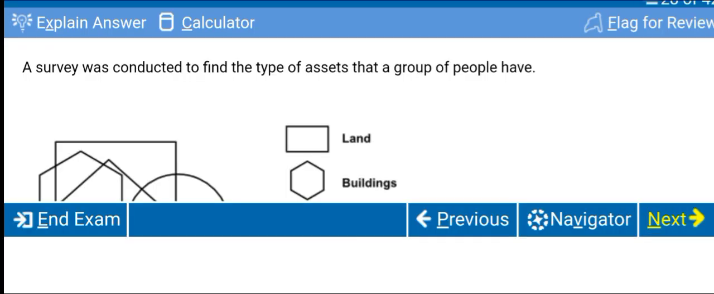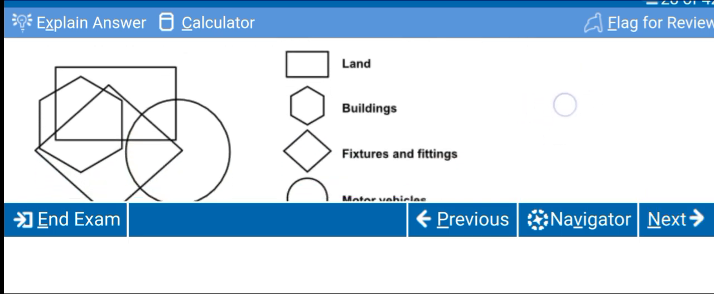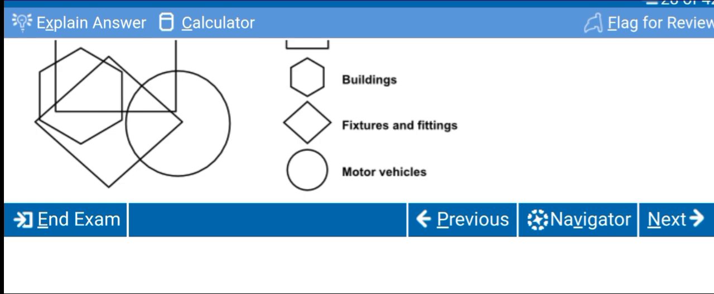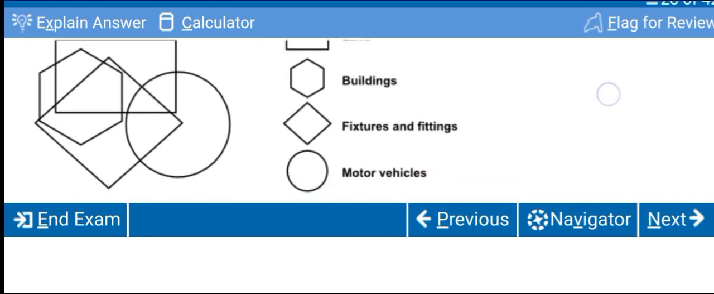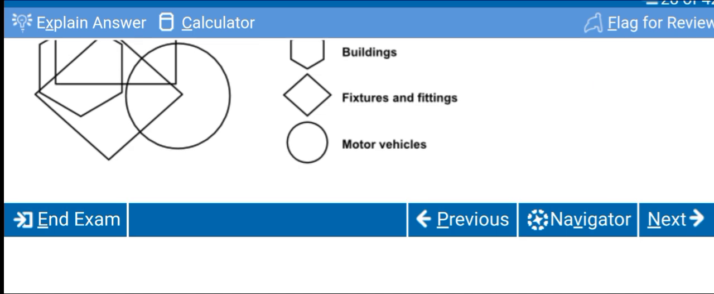A survey was conducted to find the type of assets that a group of people have. So here we have a diagram, as you guys can see, and this rectangle represented land and hexagon representing buildings. This rhombus representing fixtures and fittings, circle representing motor vehicles.